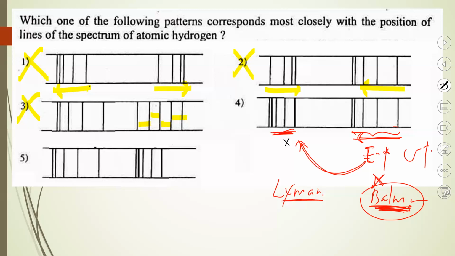How to differentiate the Balmer series and the Lyman series? There is a way. The gaps between lines should be higher in the Lyman series compared to the Balmer series. So it is not there; you can't see such a pattern here. So both cannot be the answer.